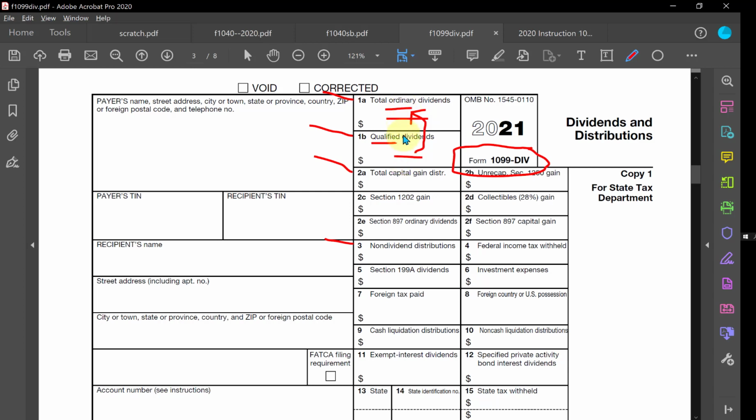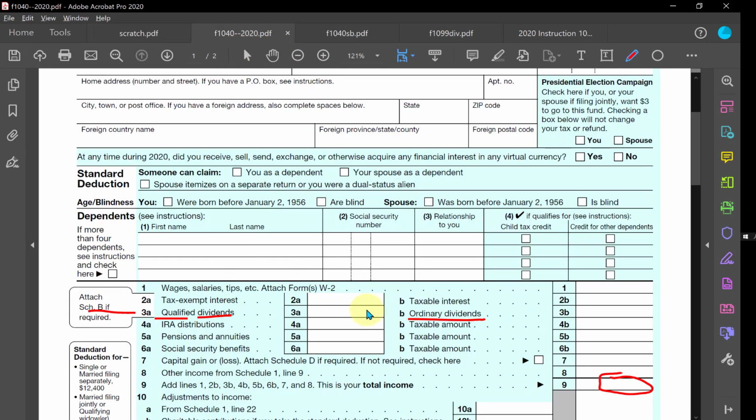So you would total up these two boxes, and then back on the 1040 form, here is the qualifying dividends in box 3A. And here in box 3B is the ordinary dividends. Again, the ordinary is going to be bigger than or equal to the qualifying dividends. And the reason why they use the word qualifying is because it's going to qualify for a lower tax rate than all the other income we've been talking about.